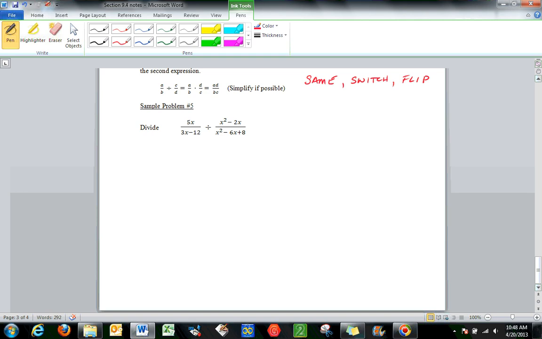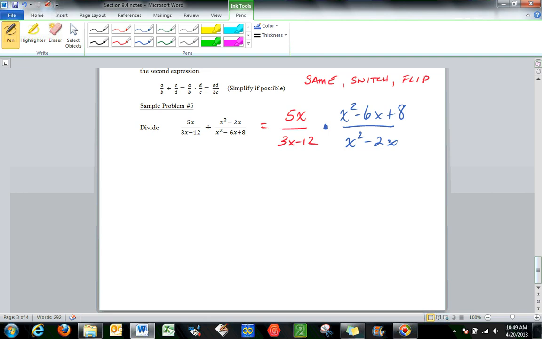Okay, so if you've done this, let's see what we end up with. We'll start by keeping our first expression the same. We'll then switch the sign, and then we'll flip the second expression. So we'll take the bottom, put it on top, and then we'll take the top and put it on bottom. And so now we have changed this from division to multiplication.